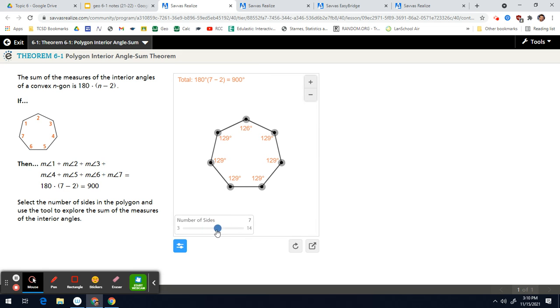Right? You can go all the way up to a 14-gon like we did before. For a 14-gon, all the interior angles are 144 degrees, and that's a total of 1440 degrees. Okay, so 180 times n minus 2.